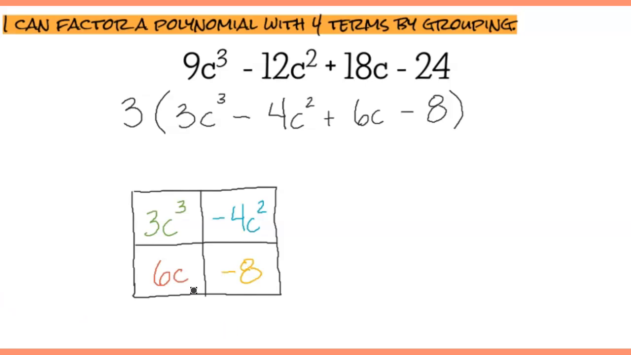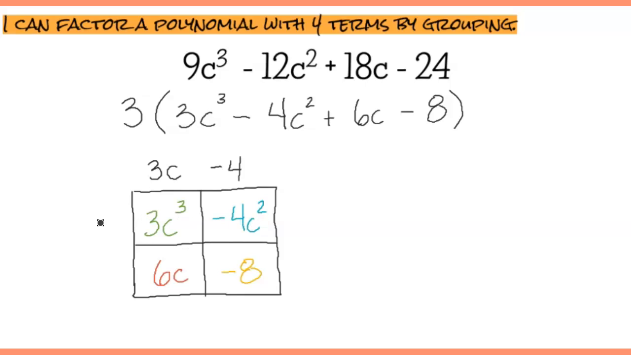And so now I need to find the GCF of each column and each row. So I'm going to start with this column. Between 3 and 6, I can pull out a 3. And c cubed and c, between the two of them, I could pull out a c. Between negative 4 and negative 8, I can pull out a negative 4. Because remember, if this first box is negative, then you need to pull out a negative. The 4 has a c squared, but the 8 doesn't, so it's just going to be minus 4.